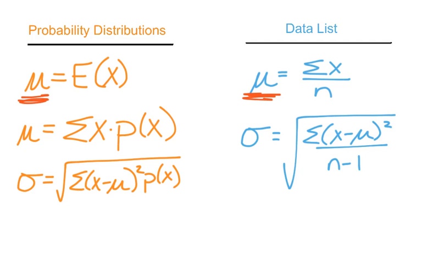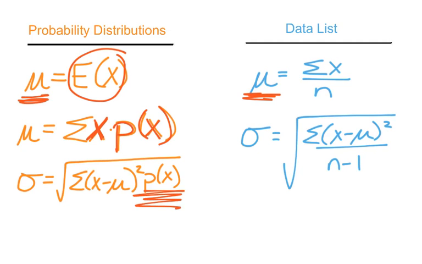Now, for probability distributions, we talked about expected value. They're the same thing. They're both the mean. So you can actually use mu or E of x and you're considered correct. The formula to calculate the expected value or the mean for a probability distribution is the sum of each x value times its corresponding probability value. And its standard deviation is the square root of the deviation squared times its probability.